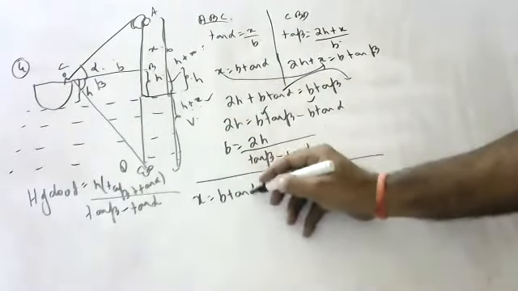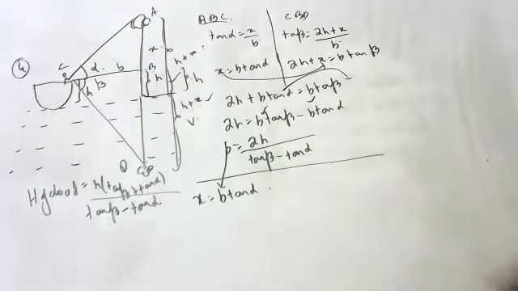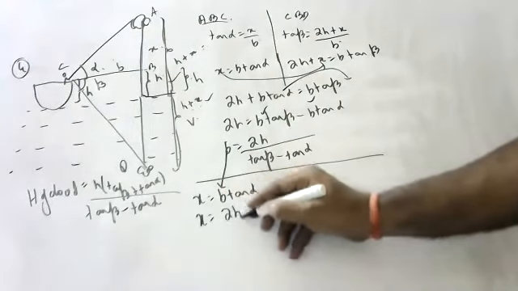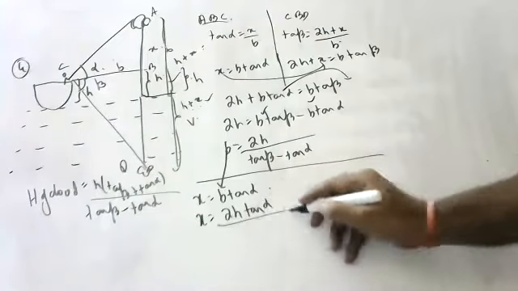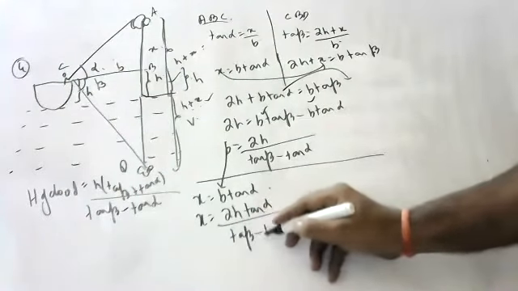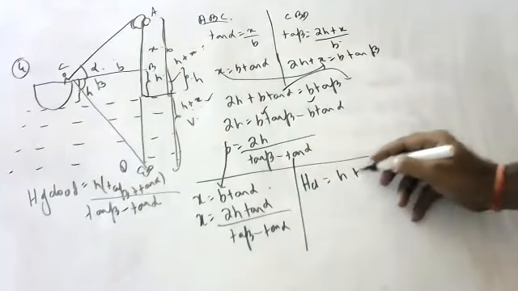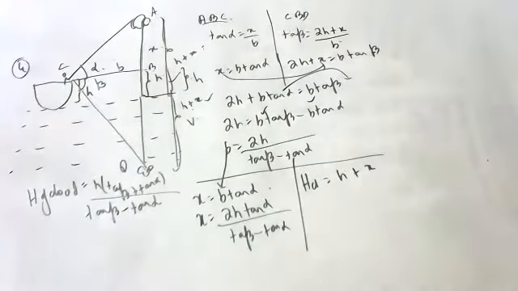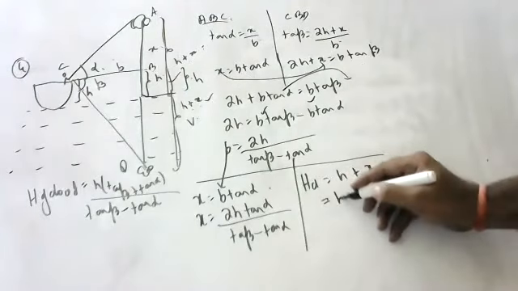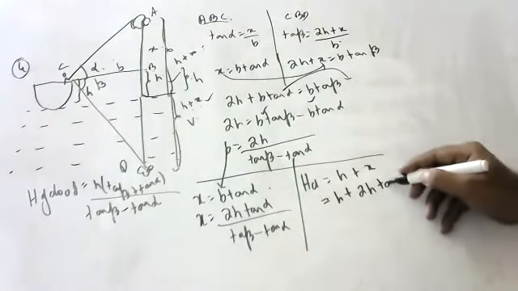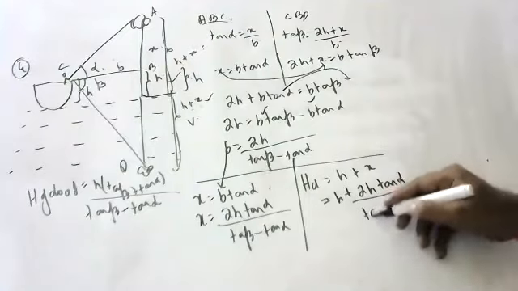Then we can substitute this value in b tan alpha. x is equal to 2h into tan alpha by (tan beta minus tan alpha). But I want the height of the cloud. Height of the cloud is nothing but h plus x. Then h plus 2h tan alpha by (tan beta minus tan alpha).